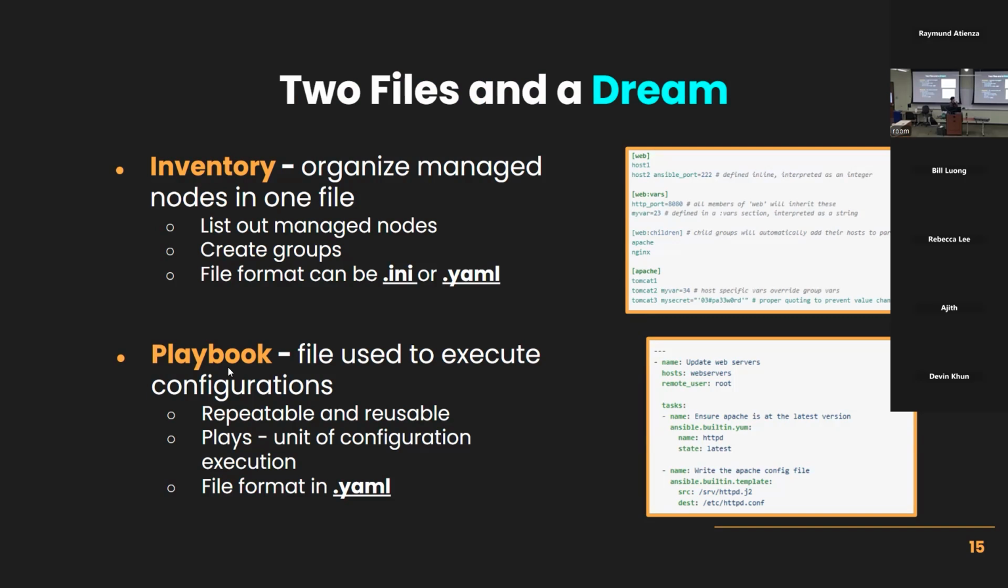Next up we have the playbook file. That is actually your commands, whatever you want to do to those servers that you want to manage. So you can execute configurations. That's why they call it the playbook, I guess. You see here it has a unit called plays, which is pretty much each task you want to execute on the server. But we'll dive more into that.